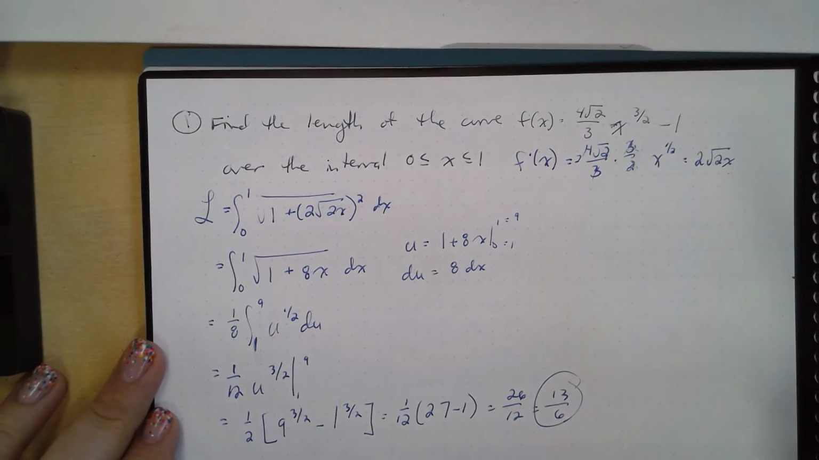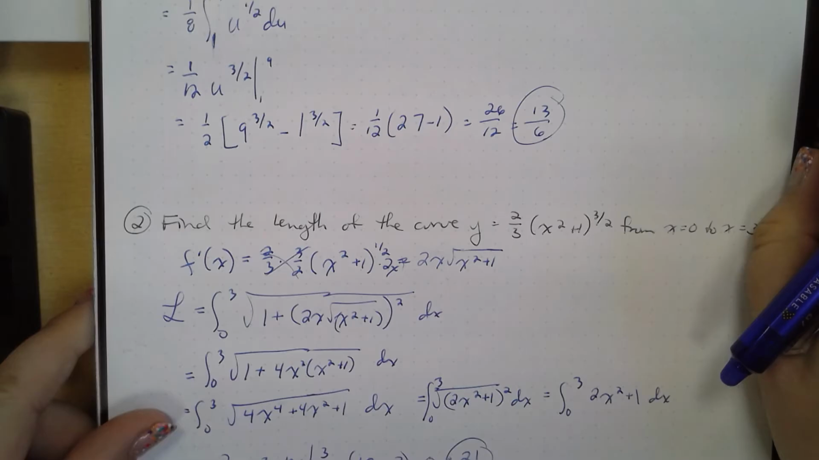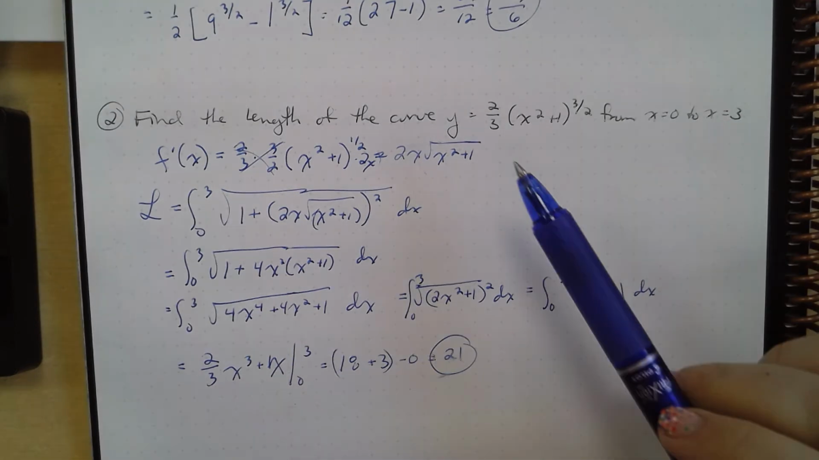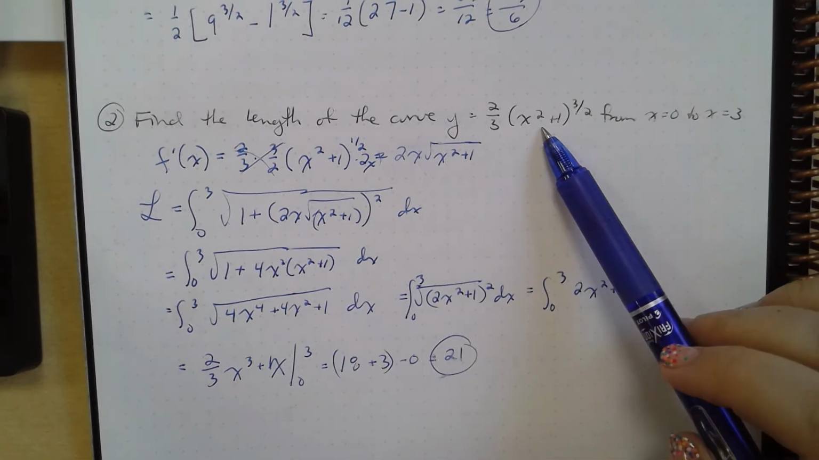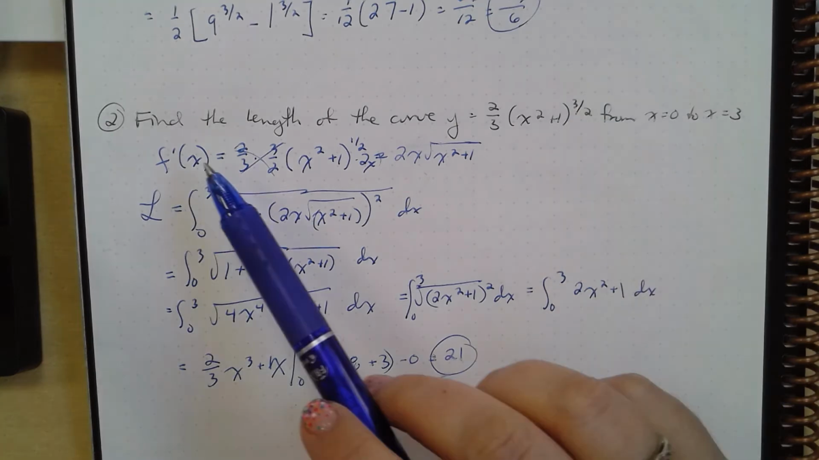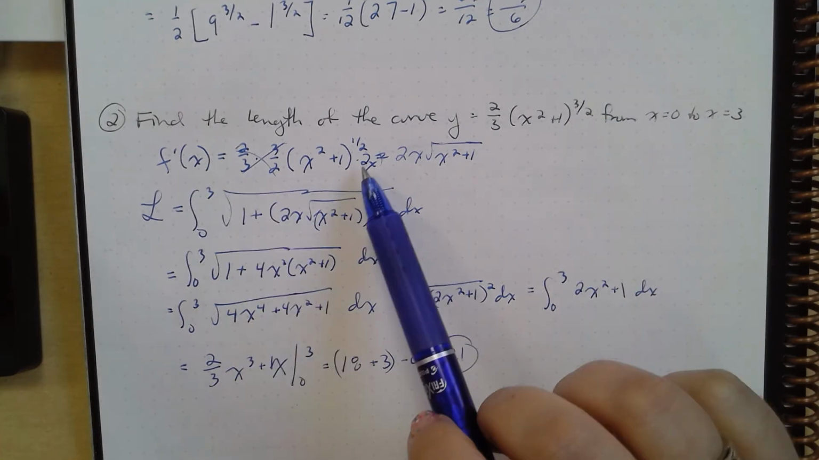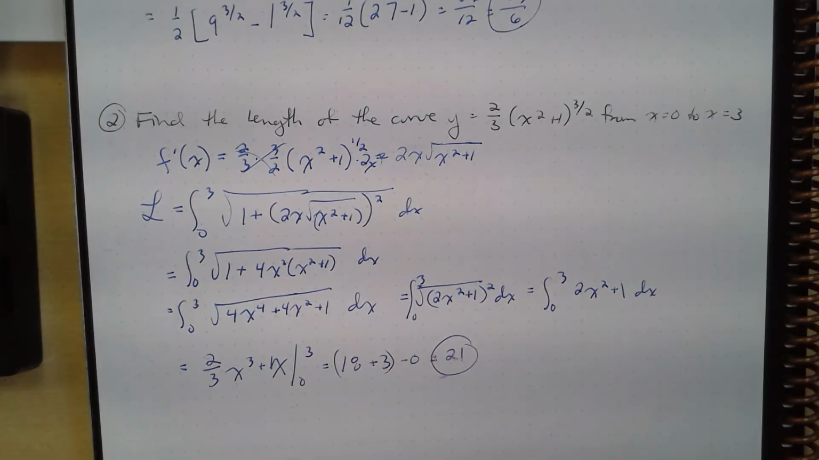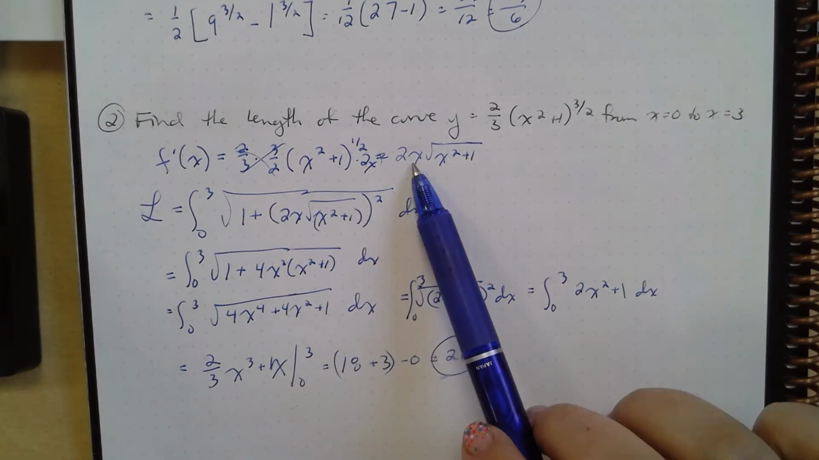Let's do another one. We're asked to find the length of the curve y equals 2/3 times x squared plus 1 to the 3/2 from 0 to 3. Well, first I have to find my derivative. Don't forget that you also have to multiply by 2x. So once I simplify, I end up getting 2x times the square root of x squared plus 1.